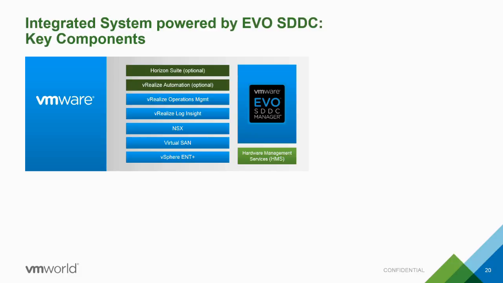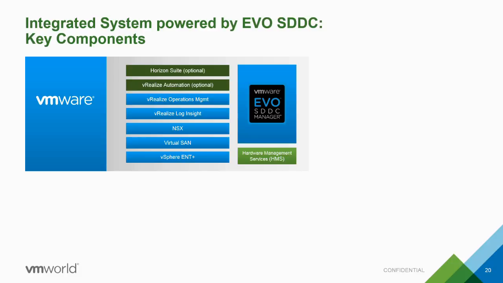They start with vSphere Enterprise Plus, vSAN, NSX, Log Insight, vRealize Operations Management, as well as two optional components. You can do vRealize Automation, or you can do Horizon View, or both. Horizon View is necessary if you're going to do virtual desktops. We automate the entire installation and configuration of the Horizon View infrastructure.